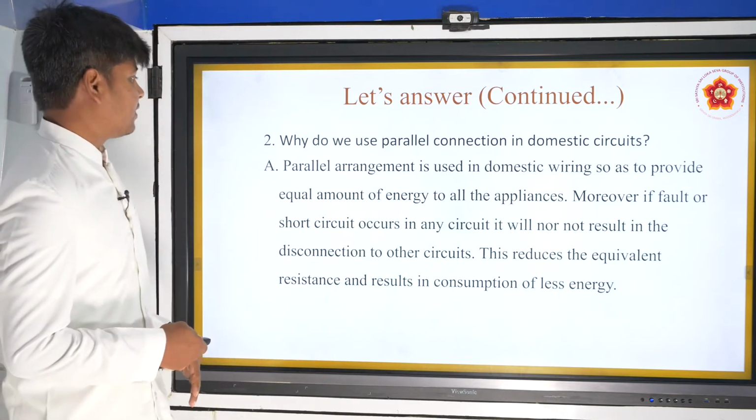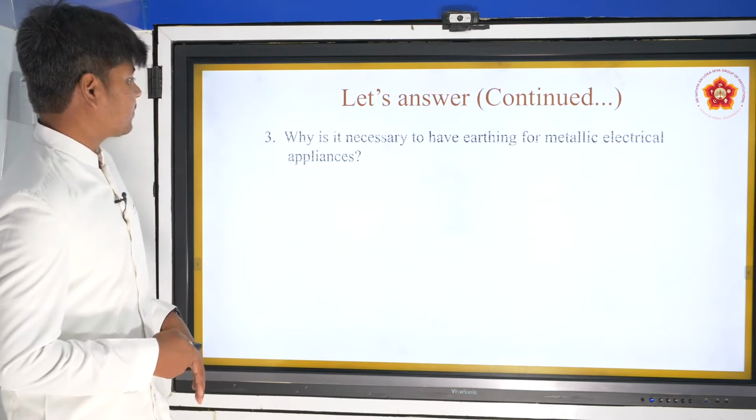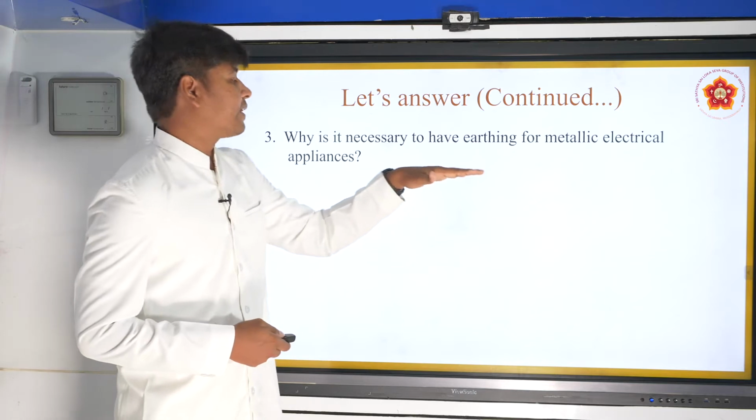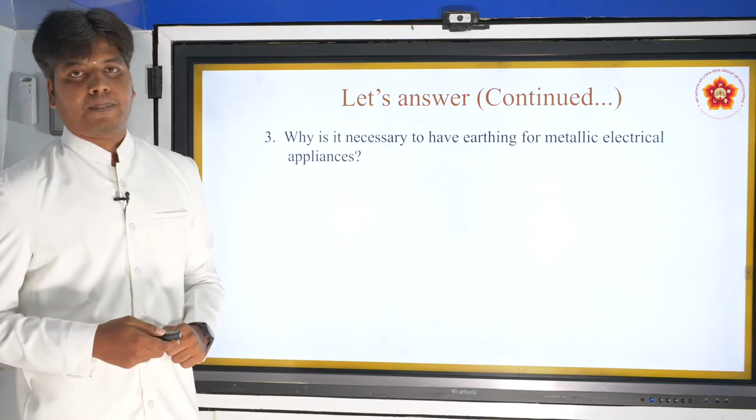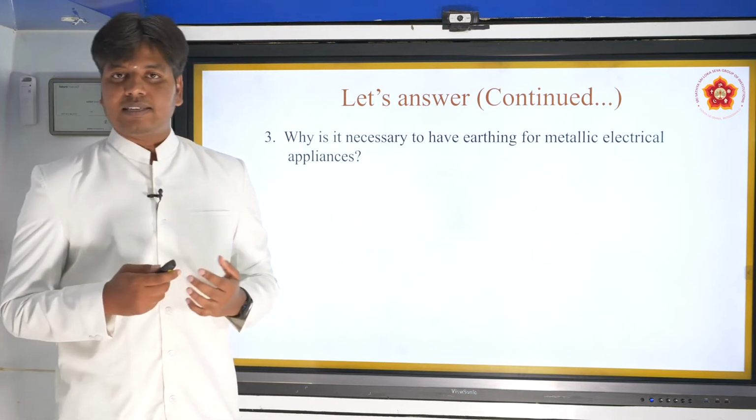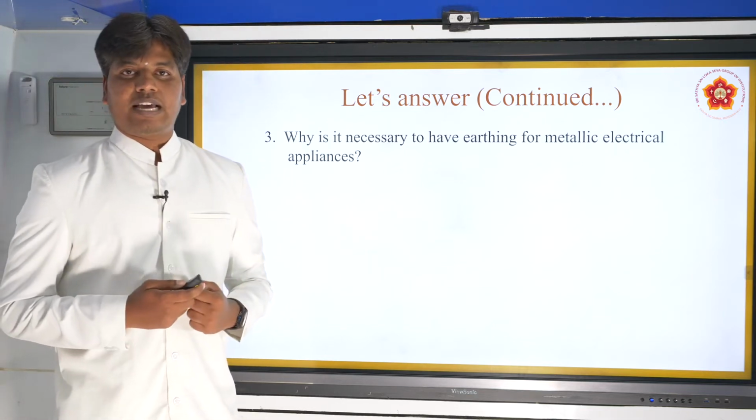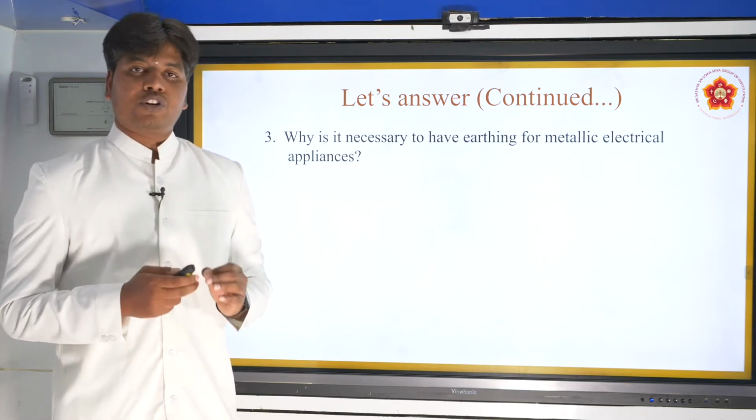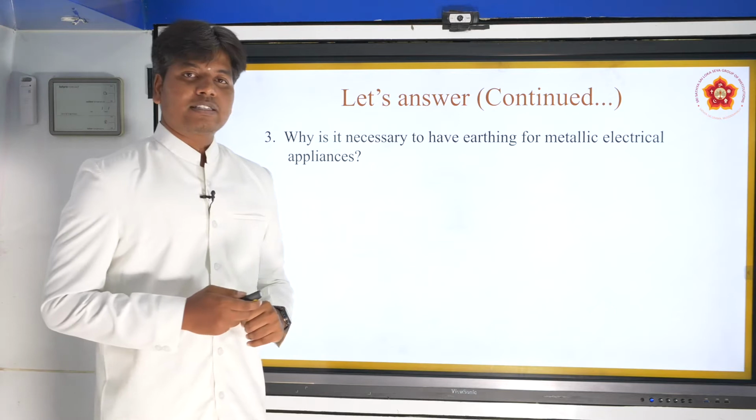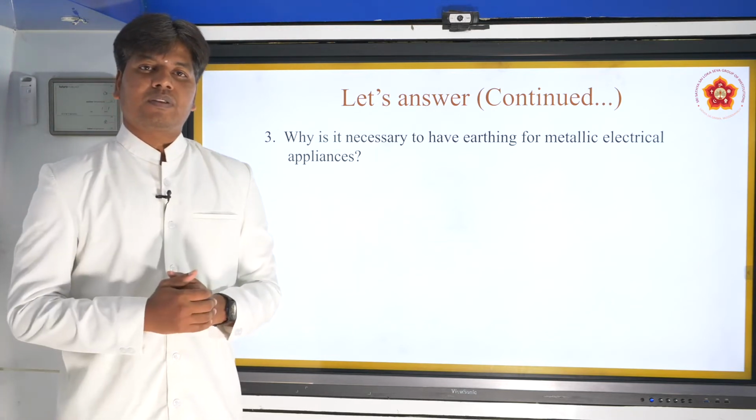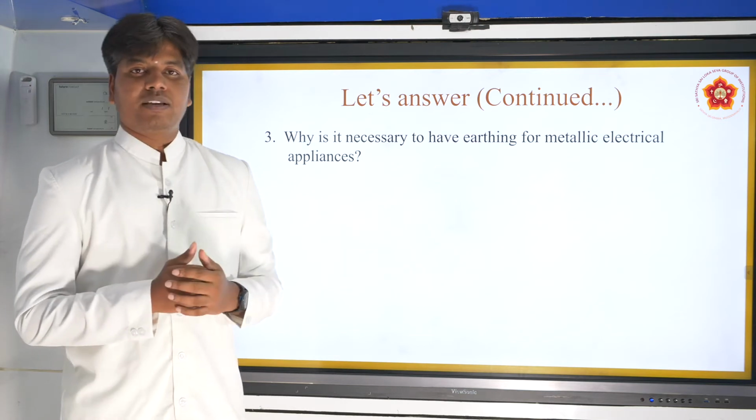Now let's go to the third one. Why is it necessary to have earthing for metallic electrical appliances? This is also very important. Why do we need earthing? Why do we need an earth wire? As we discussed in the last session, we spent a lot of time on this. What happens when you don't have an earth wire? If you have a metallic body, what happens?